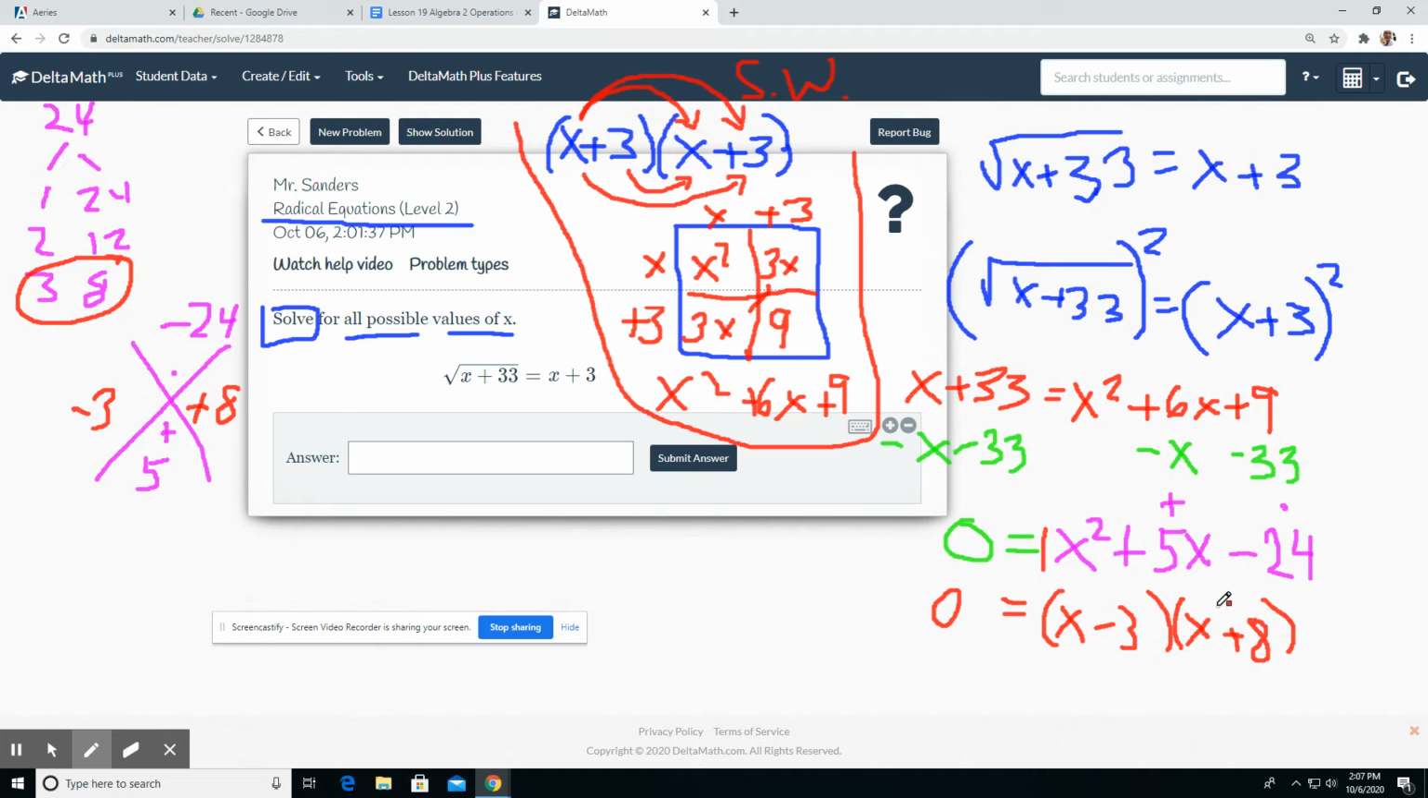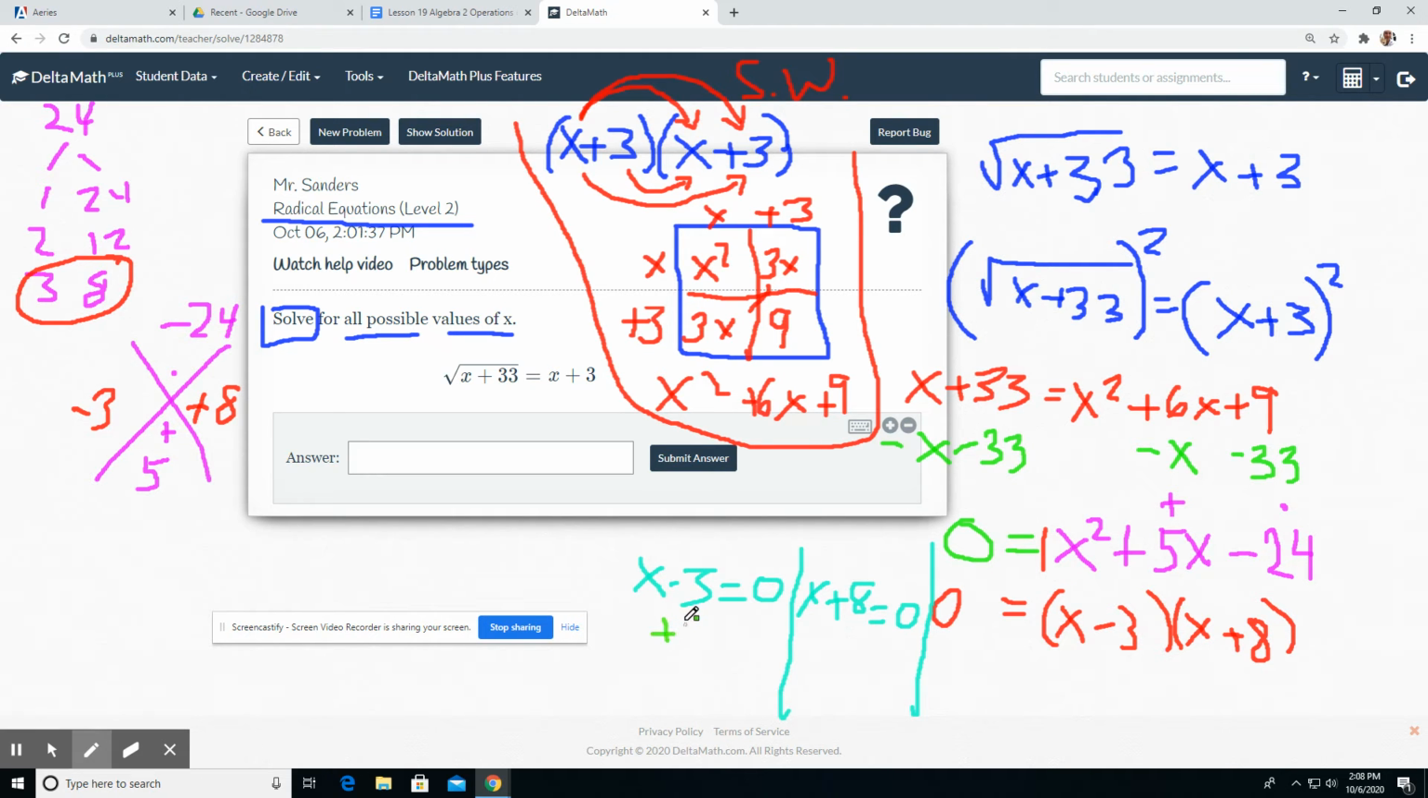The zero product property says that if you have multiplication on one side and it equals 0, then each of these factors, each of these pieces or binomials, has to be equal to 0. Okay, so let's go ahead and do each one. x minus 3 has to equal 0, and x plus 8 has to equal 0. You can probably do this in your head. I'm just working it out the long way.